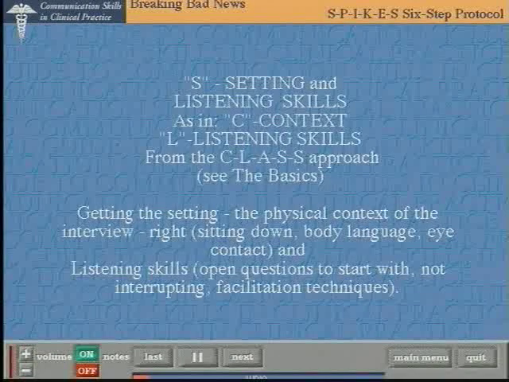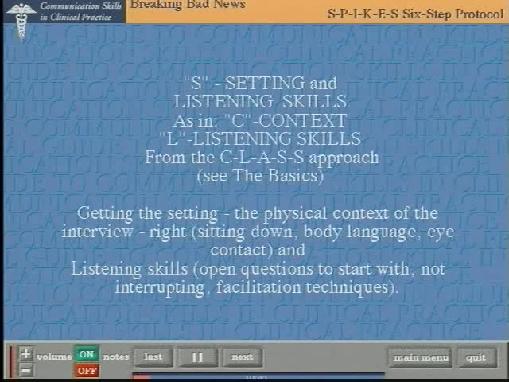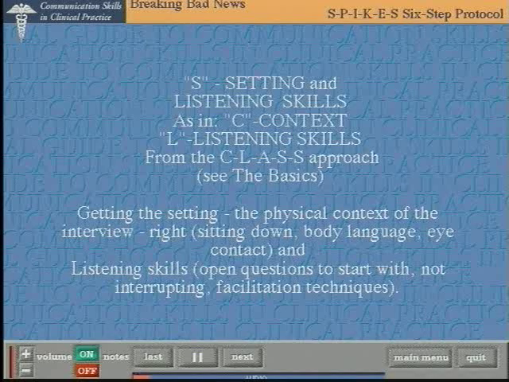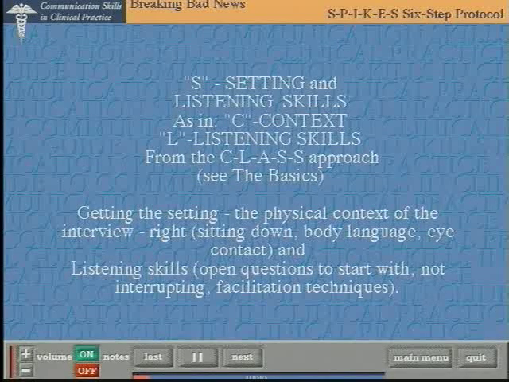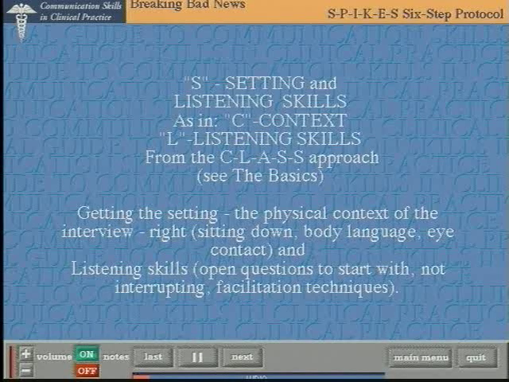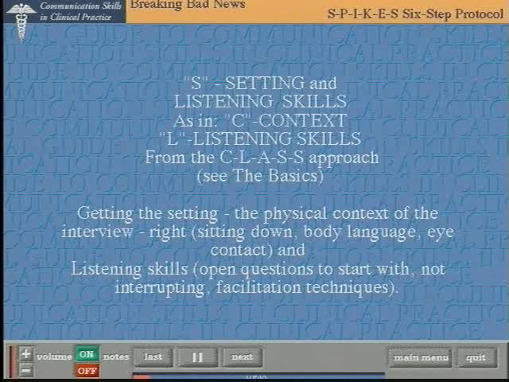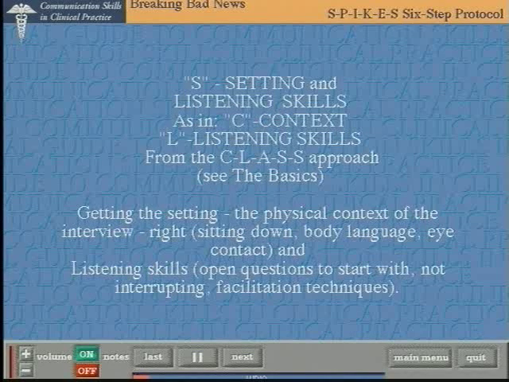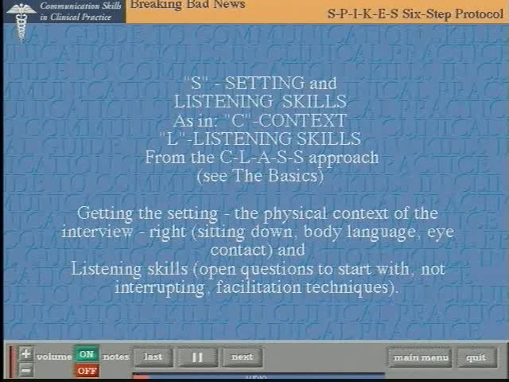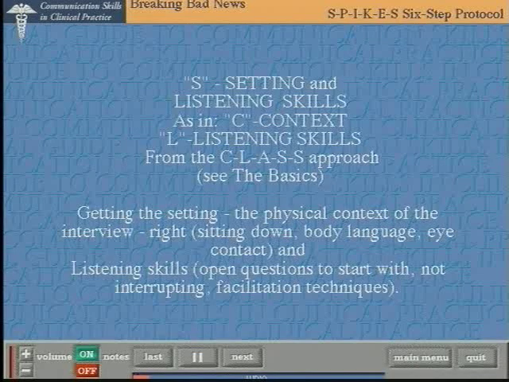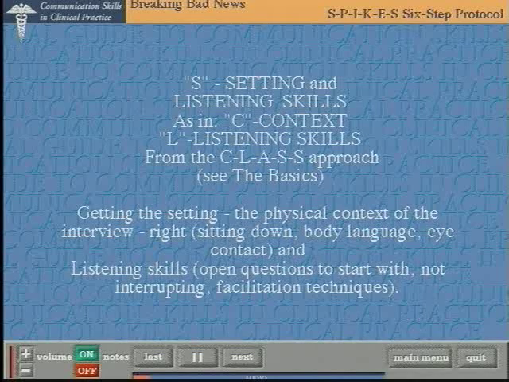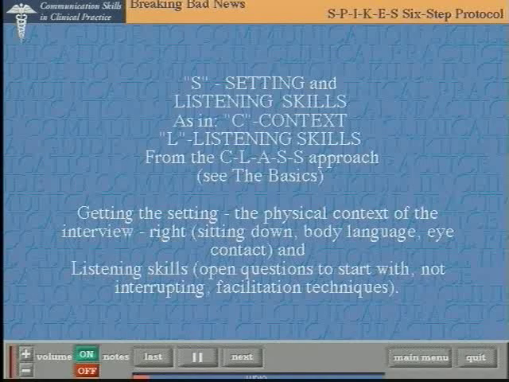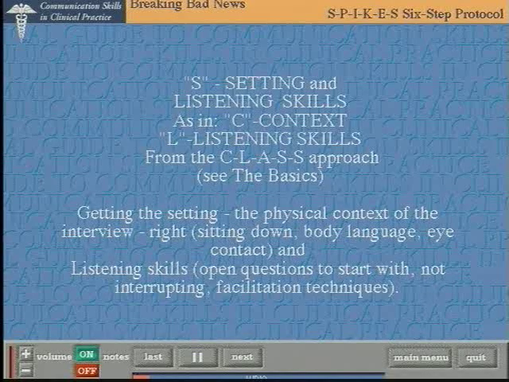Step 1, the first S of SPIKES, is setting. And we mean by that getting the setting right, which we called context, physical context in the CLASS system, and then starting off the interview with all your listening skills and facilitation techniques going to make sure that you are being perceived as an effective listener. So this step comprises all those various techniques we discussed in the C and the L sections of the CLASS approach. And that means sitting down, sitting close to the patient, getting obstructions out of the way, keeping eye contact, switching your listening skills on, silence when the patient's talking, facilitation techniques, including nodding, pausing, and repetition. All of that is included in the S, setting, of SPIKES.